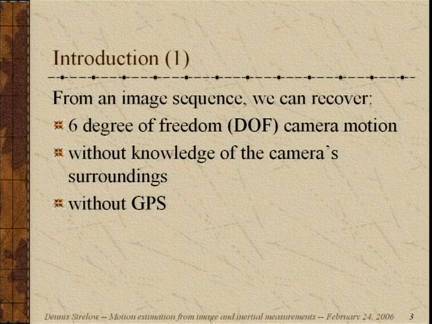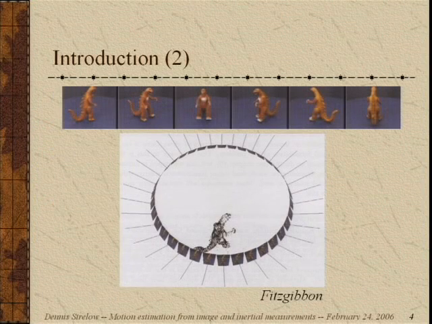Okay, so it's pretty well known that for an image sequence, we can recover the 6-degree-of-freedom camera motion without any knowledge of the camera surroundings or a priori knowledge, and without an external reference like GPS. This is a good example.